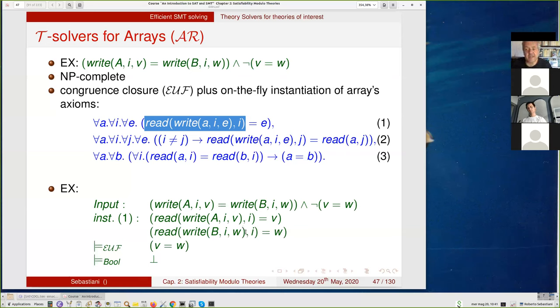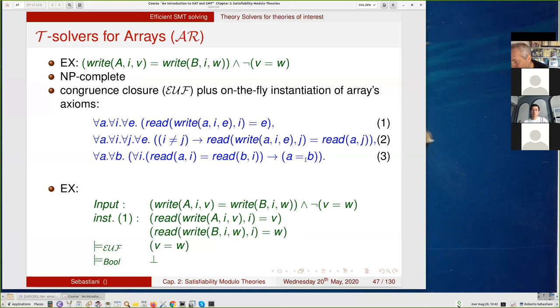So the theory of arrays reasons by instantiating the axioms in a smart way, and then using congruence. And if there are combinations of theories, then you apply also the other theory. Okay? Is this clear? Notice, by the way, that this axiom here, of course, holds also in the opposite direction, but this is due to congruence. If A equals B, then obviously read A I and read B I is the same by congruence. A is the same as B and I is the same as I. So obviously this axiom holds also in both directions, but this is due to congruence.